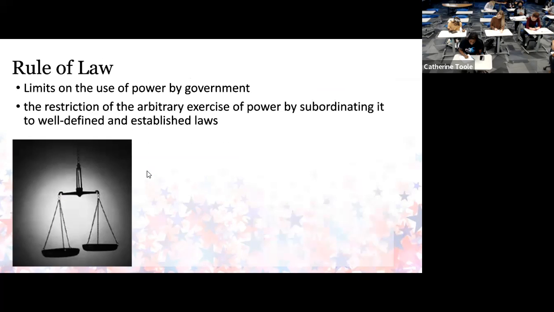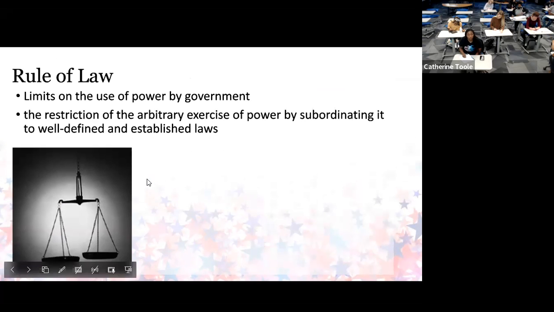All right, so rule of law is another term you'll need to understand, and it's limits on the use of power by government. Everything goes back to the Constitution. Everything goes back to what are the laws. Police can't just make up laws on the streets. Even your mayor can't just make up a law that is unconstitutional. That's why we're always asking, is it constitutional?